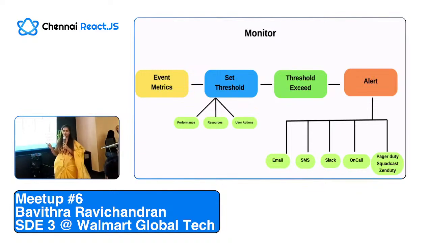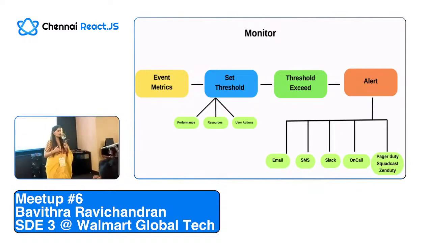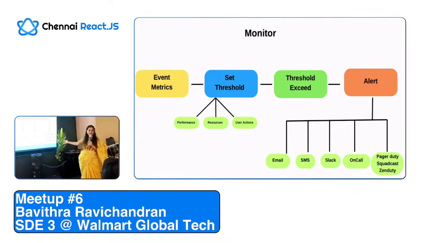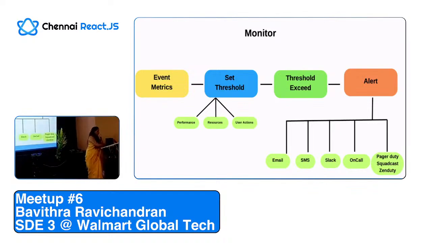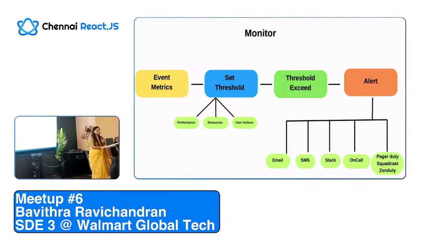But for performance-based or resource issues, or when a user is clicking so many times, that means something malicious has happened on the website. For those, we have to set a threshold. If the value exceeds it, then the alert system has to be triggered in different ways, either SMS, email, Slack, or on-call, or other tools. So this is also helpful for our alerting system. I think up to this point you're all aligned, right? Yeah, thank you.